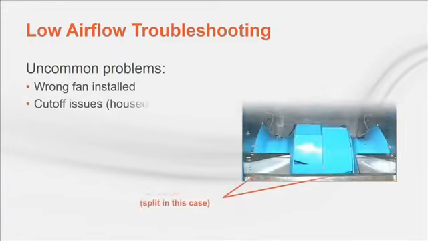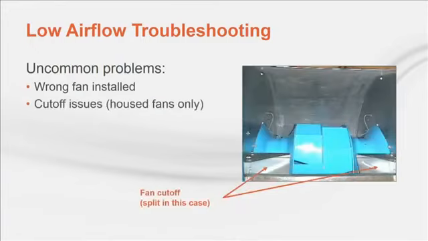This can generally be verified by reviewing the fan's nameplate and/or making some measurements. In the case of a house fan, there could be a problem with the fan cutoff. Note that fan cutoffs, a critical component for the efficient operation of a house fan, come in different shapes and sizes. A 3-piece cutoff with the top 2 pieces split is shown here.